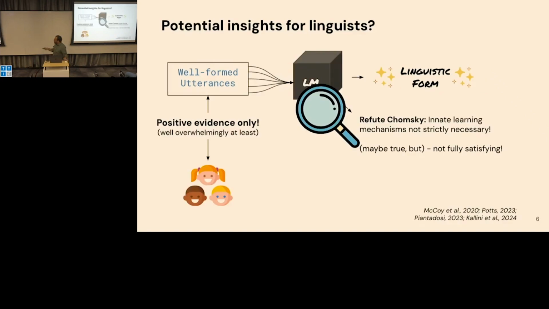The thing about positive evidence is that the models are succeeding on linguistic form just by looking at positive evidence, and there are potential mechanisms by which they might be doing this.